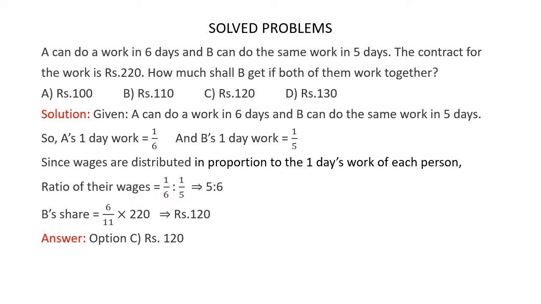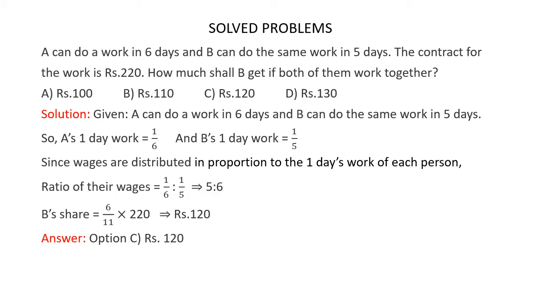Now multiplying each of these terms of the ratio with the LCM of the denominators, we get 5 is to 6. Now the LCM of the denominators 6 and 5 is 30. So if you multiply both the terms of the ratio with 30, you will get 5 is to 6. So the ratio of their wages is 5 is to 6.